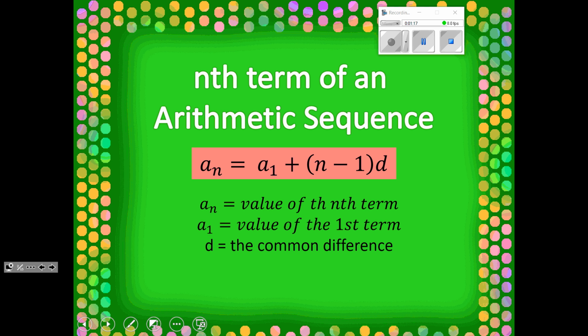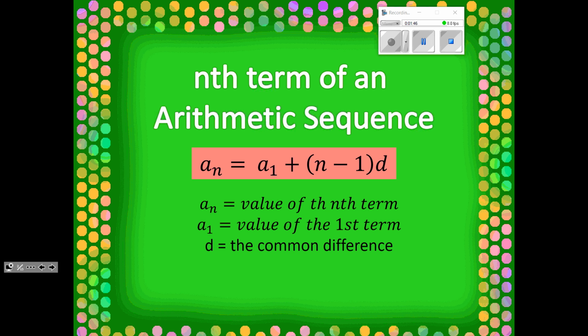Here is your first formula. The nth term of an arithmetic sequence is a sub n equals a sub 1 plus the quantity of n minus 1 times d. This is on your formula sheet. I will give you a copy of the formula sheet tomorrow in class, so you can have that formula sheet from here on out on any test, on any classwork that I give you, and you'll get one on the SOL as well.